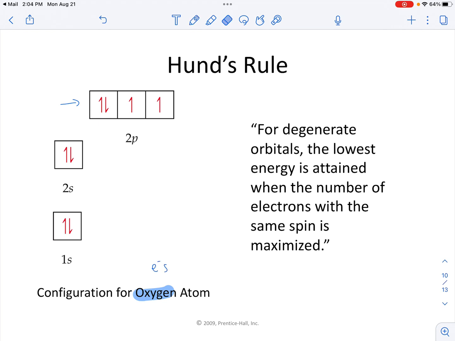Oh, sorry, 6 valence electrons, but 8 electrons total. So you can see that we've put in 1, 2, 3, 4, 5, 6, 7, 8 in that configuration. So we would write it out as 1s2, 2s2, 2p4. That would be the electron configuration, but then the filling diagram shows us that 2 of the electrons on the highest level are unpaired. But that's how we would generate the configuration.